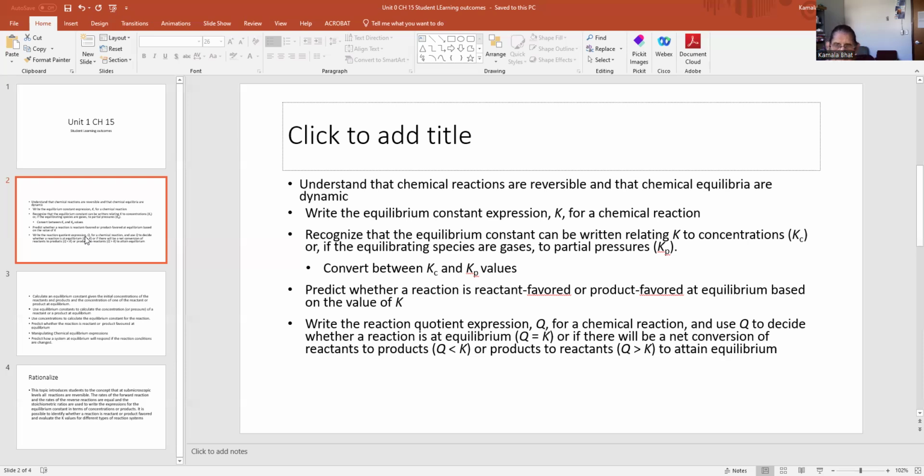Once we do that, we get the values for the equilibrium constants, and the values can be used to predict whether the reaction will be reactant or product favored at equilibrium. Now, should the reaction not be in equilibrium, then we write the same expression but call it the reaction quotient, Q. There are three cases for the reaction quotient.